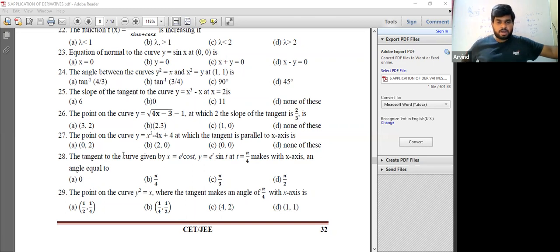The tangent to the curve x is equal to e power t cos t, y is equal to e power t cos t at t is equal to pi/4 makes with x-axis an angle equal to. Okay, t pi/4 ಆದಾಗ ಆ ಜಾಗದಲ್ಲಿ ಒಂದು ಟ್ಯಾಂಜೆಂಟ್ ಡ್ರಾ ಮಾಡ್ತೀವಲ್ಲ, ಆ ಟ್ಯಾಂಜೆಂಟ್ x-axis ಜೊತೆ ಏನ್ ಆಂಗಲ್ ನ ಕ್ರಿಯೇಟ್ ಮಾಡುತ್ತೆ? That is a question. Okay, in general slope of the tangent. I mean, what is the angle?